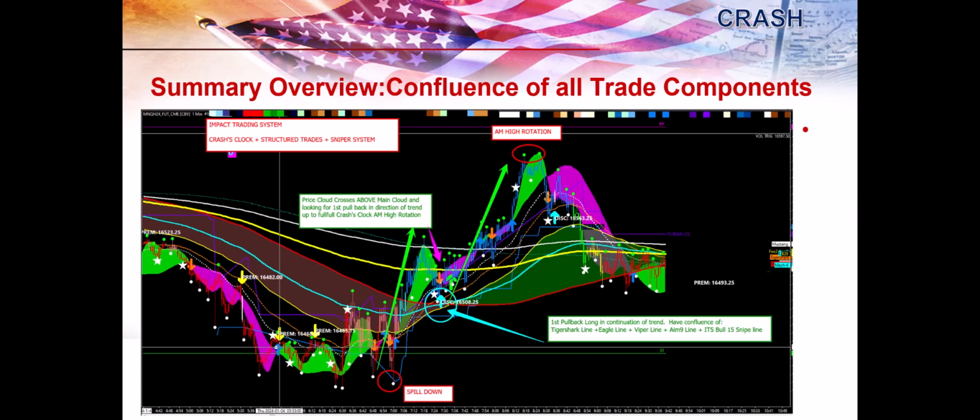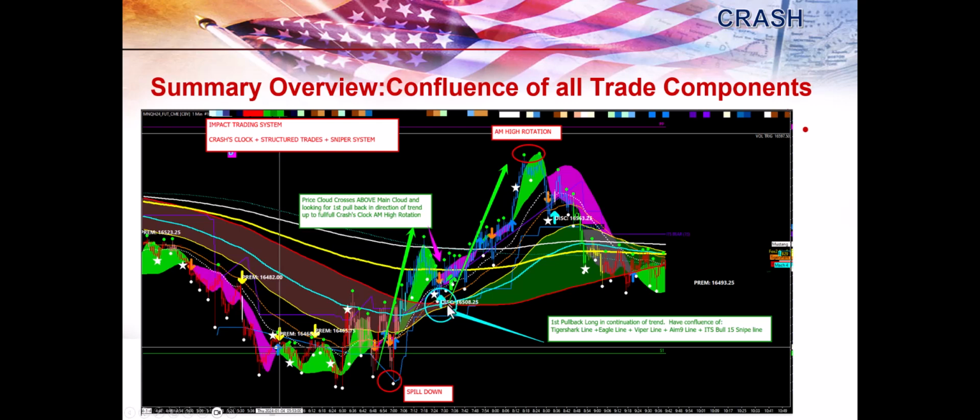And we notice that the rotation for the day was to give us a spill down with an AM rotation high. So the opening bell gives us a push up, a push down, a little bit of choppiness, obviously, but we get the spill down, and then from there, we get a thrust up. The green lime cloud with price goes above the main cloud. Now I'm looking for a pullback.